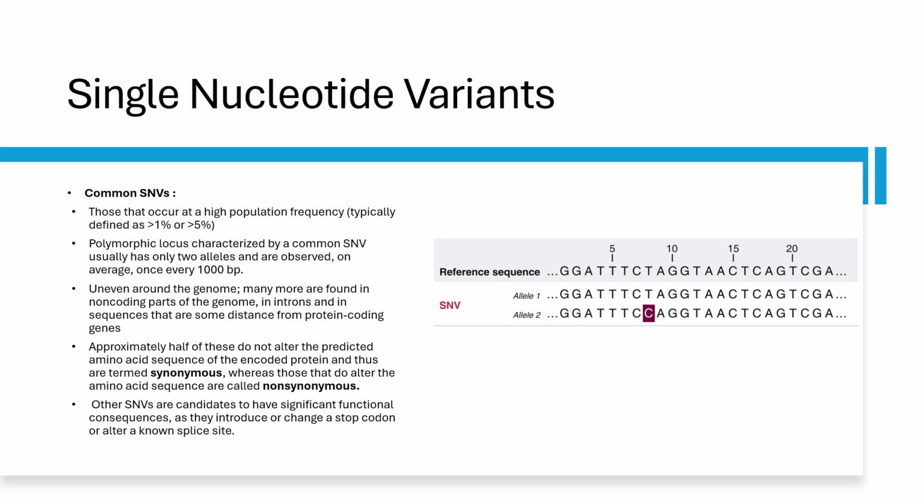So most of the SNVs, I would say more than 50%, don't alter the predicted amino acid sequence or the encoded protein, and we call them synonymous SNVs. And those that alter the amino acid sequence, we call them non-synonymous SNVs. And you can predict that if the change in the single nucleotide is around the stop codon or a splice site, it will have more consequence of affecting the function of the protein or the function of the DNA sequence.